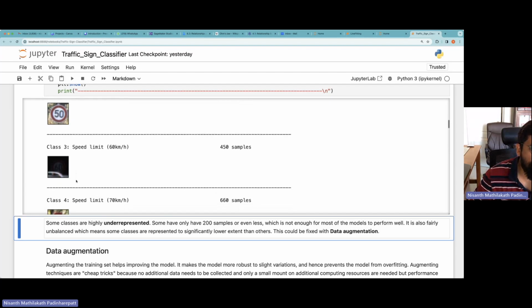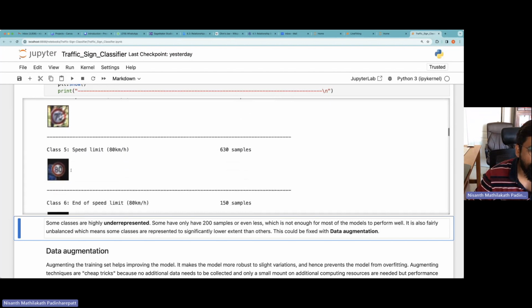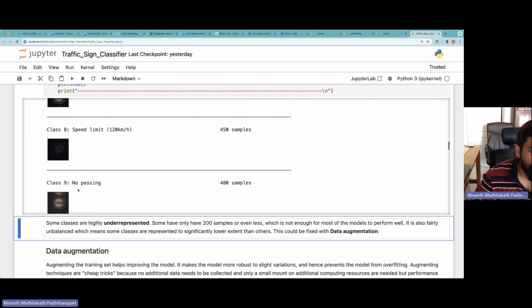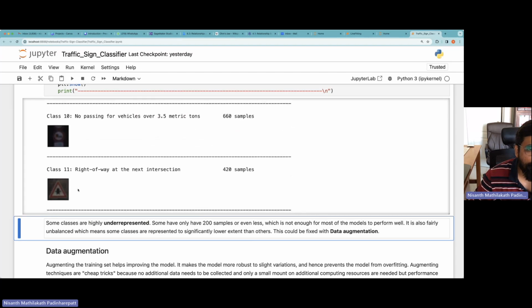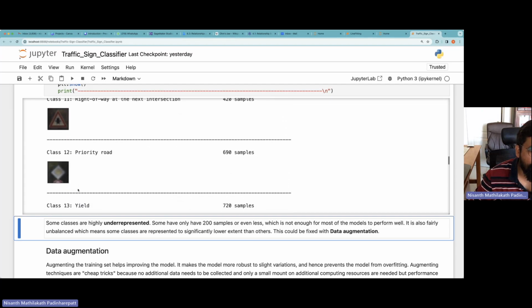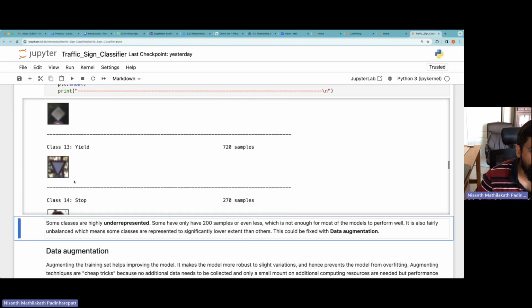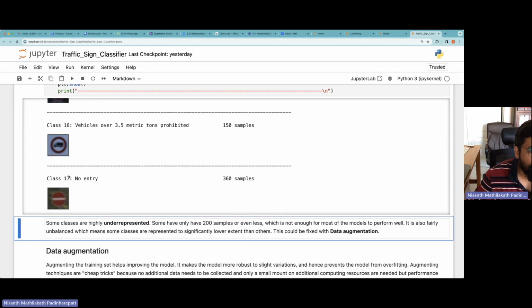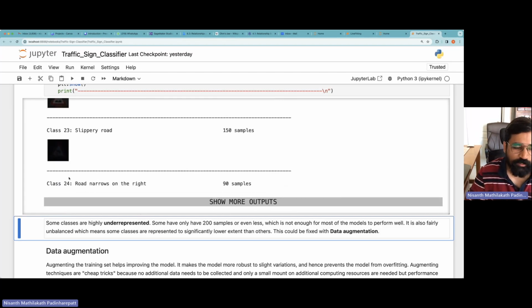Okay, so this is speed limit 60. This is speed limit 70, speed limit 80, and so on. End of speed limit 80, speed limit 100, 120, no passing, no passing for vehicles over 3.5 metric tons. Right of way at the next intersection, priority road. This is priority road. This is yield, stop sign, no vehicles, no entry, and so on and so forth. Okay, there are some 43 classes like that.